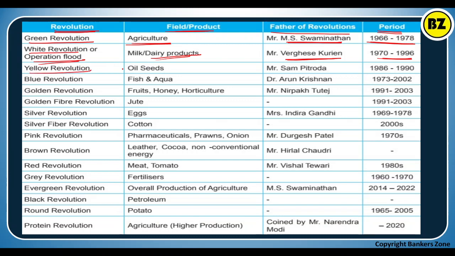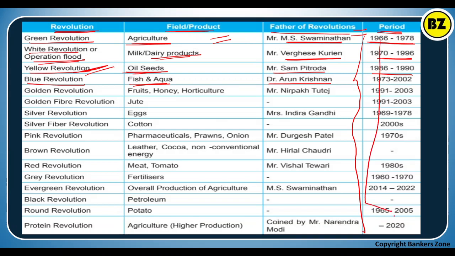Yellow revolution. Obviously, you just see the name of the revolution and how it matches with the color of its product. Yellow means oil, so oil seed. Sam Pitroda, the father of the revolution, 86 to 90. That period might not be important for you. But the name of the revolution, field of the product, and the father of the revolution are important. Now blue revolution. Blue means water, right? So fish and aqua. Dr. Arun Krishnan, 73 to 2002. I am skipping that period. If you want, you can go through it.